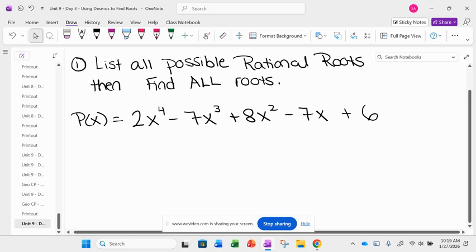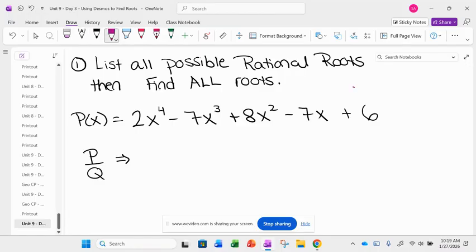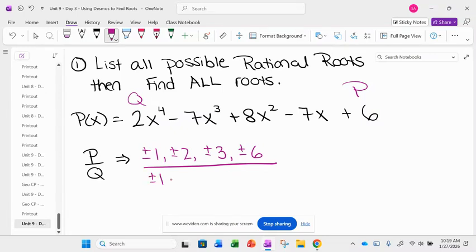So the first thing I want to do is list all our possible rational roots. So we call this P over Q. And remember, the P is the factors of our constant, and the Q is the factors of our leading coefficient. So the factors of our constant are going to be plus minus 1, plus minus 2, plus minus 3, plus minus 6. And the factors of our leading coefficient will be plus minus 1, plus minus 2.